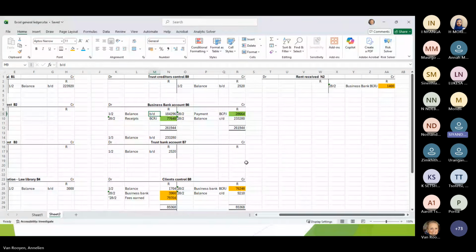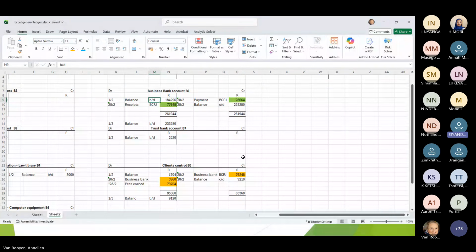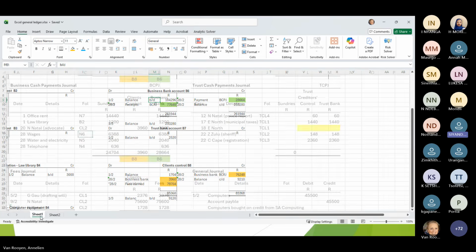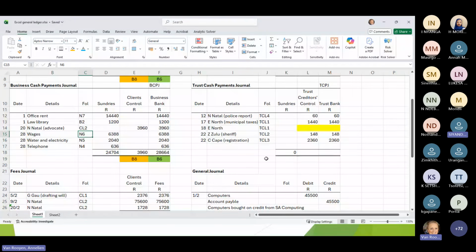Ma'am, I have 2 questions. First of all, how do we know what is a brought down account or what is a carried down account? The second question is, can you tell me if I'm correct? Nominal accounts are for expenses. Then the B sign, is it for assets? Then the CLR sign, is it for client's ledger accounts? And I think it's T something. Is it TCL, trust accounts?